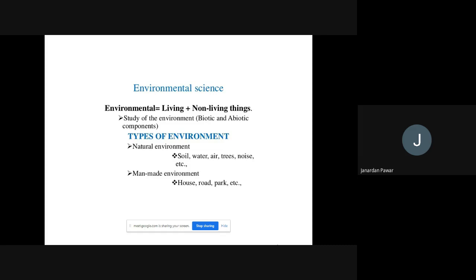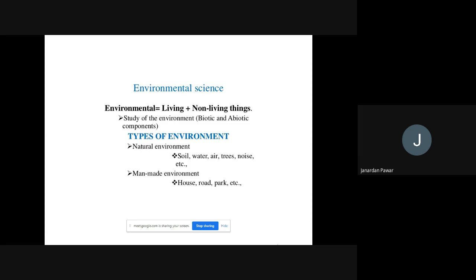Those things can be called biotic and abiotic. Whatever living things we see around us, those can be called biotic things. And whatever non-living things we see around us, those can be called abiotic things. So whenever we think about the concept of environment and environmental sciences, we have to go for the study of two different things: living and non-living. Those living and non-living things can be called biotic and abiotic things, or biotic and abiotic components.